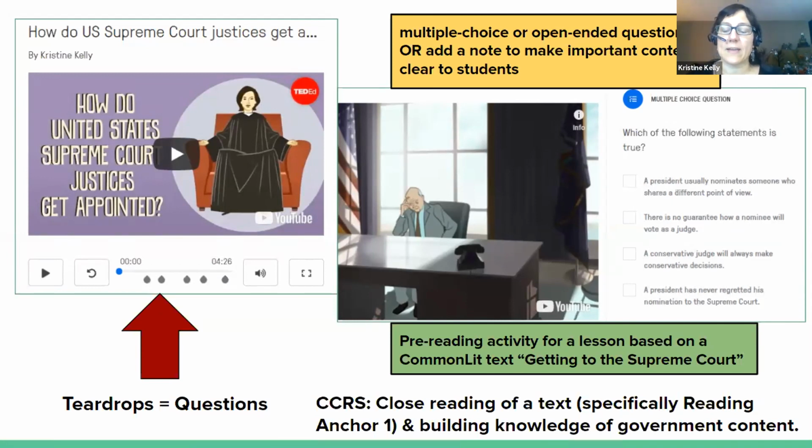We did this as a pre-reading activity. Then I moved students into a CommonLit text called Getting the Supreme Court. And then they went into a Google Form where they did some close reading questions and then finally did some writing. But I really like using this for close reading of a visual text or an audio text because it does allow them to stop and think about what they've been reading before they continue on, or what they've been hearing. You can also add notes. There's a button you can hit if you're like, we're going to stop here, and you want to just make a note that makes it very clear some concept or detail to students that you really want to make.